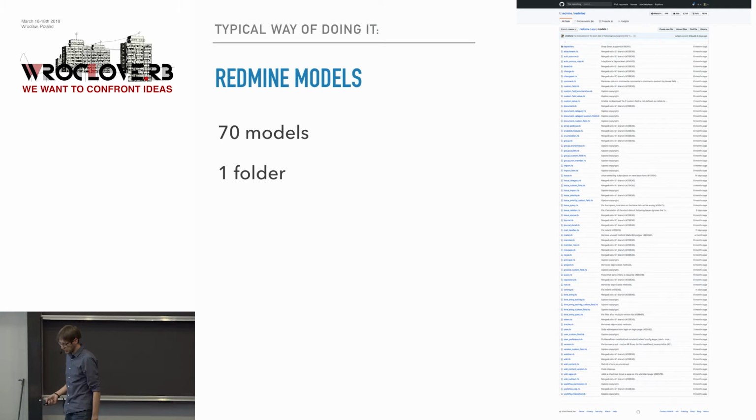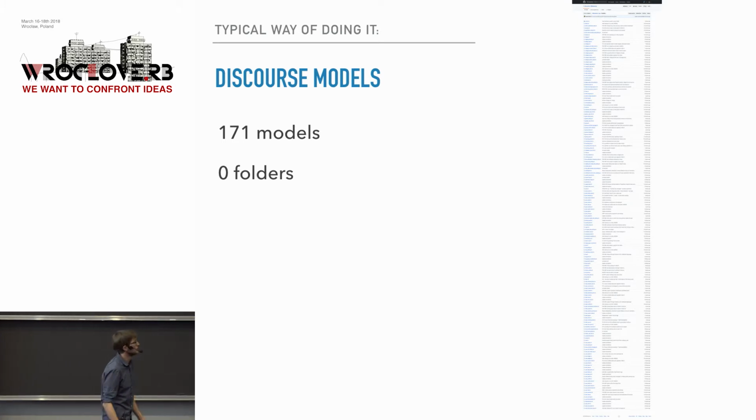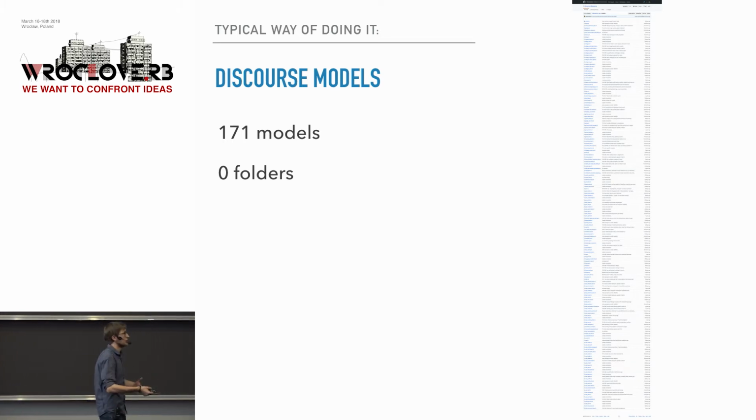But then the project gets bigger, and for example, in Redmine we have 70 models and one folder. GitLab is better. There are 16 folders and there is probably some structure inside. But still, on the top level, there are 130 models. And Discourse, the best Ruby on Rails forum solution, has 170 models and 0 folders. So imagine yourself coming to this project and trying to understand the structure and which models are more important and which are least important. Now you have a good challenge.